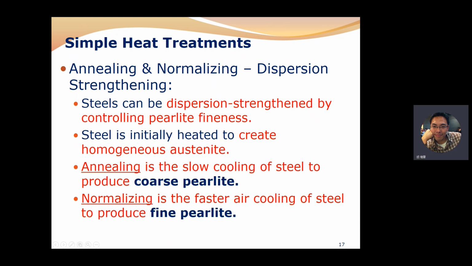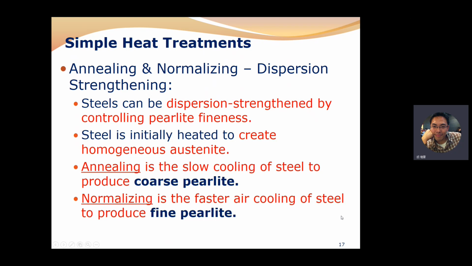I already mentioned this before, right? Annealing and normalizing. Annealing here is the full annealing. Full annealing and normalizing can enhance the dispersion strengthening. Different steels can be dispersion strengthened by controlling pearlite fineness, right? We already mentioned this in the previous chapter.